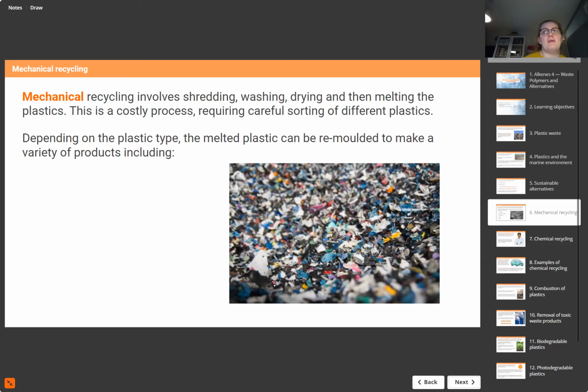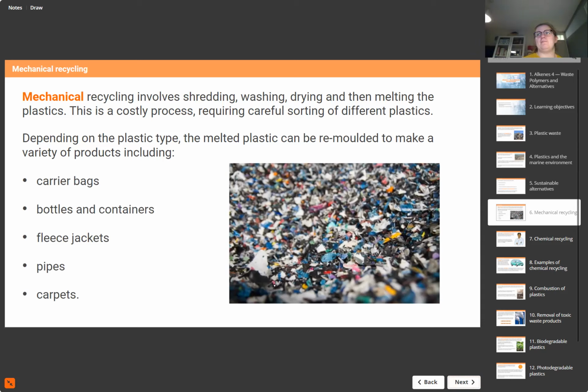And again, that's depending on the plastic type. We can't do this for all plastics, but we can make things such as carrier bags, bottles and containers, police jackets, pipes, carpets. So you see lots of these things now where they'll say, this bag has been made out of so many recycled plastic water bottles. This carry bag has been made out of recycled plastics. And that's where you get them from.